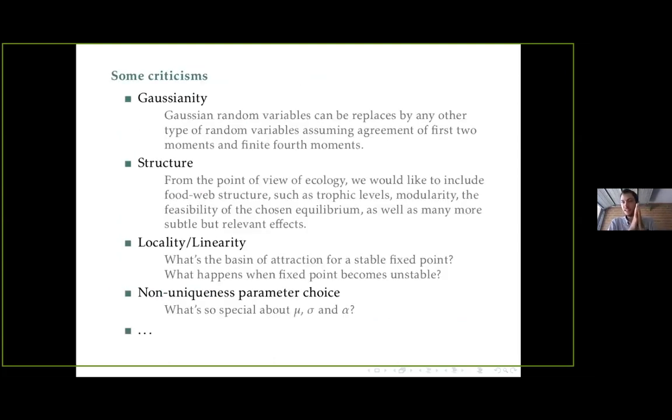Okay, let's make a few criticisms of this model that we just considered. First of all, this assumption of Gaussianity, a lot of people might not like that. We would like to have something more general. Actually, that is no problem at all, because we have some strong limit theorems within random matrix theory. So we can replace the Gaussian random variables in the entries of our matrix with any other type of random variables, as long as we have agreement in the first two moments and the fourth moments are finite. To get that 100% of the eigenvalues lie within the ellipse only requires an assumption on the first two moments, but fourth moments are required to ensure that there are no outliers in the spectrum.